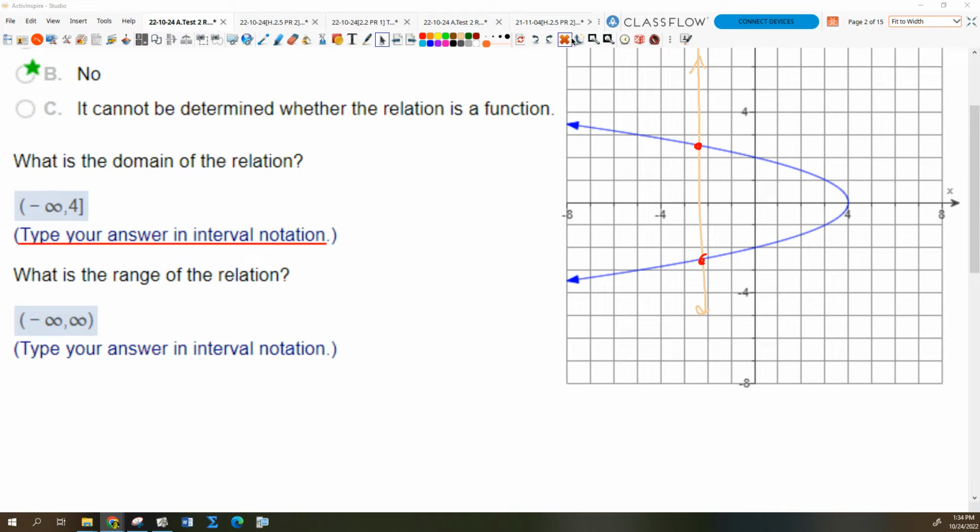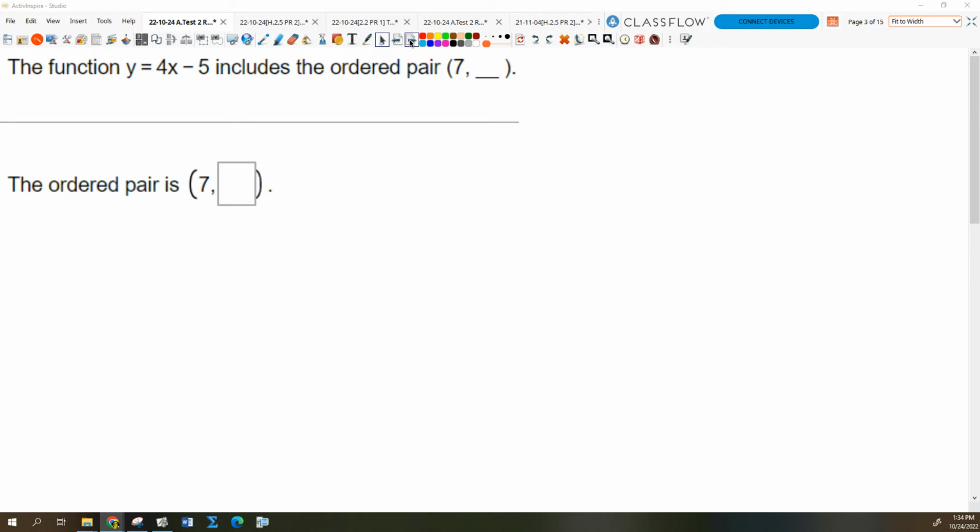Negative infinity to infinity. Okay, flash me a little 1 to 5 real quick. How we doing? Okay, okay, all right. We're getting in striking distance. It's just a matter of finishing this review. If you haven't done the review, you can see how important that's going to be.